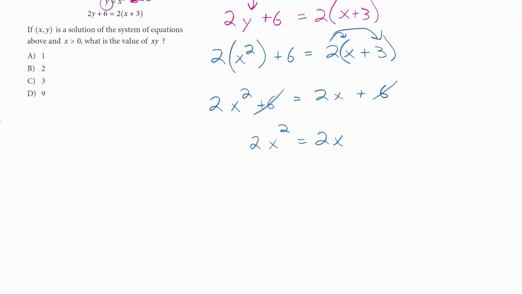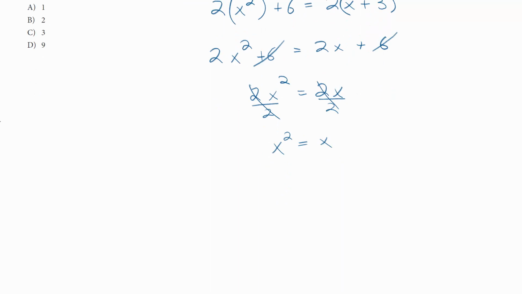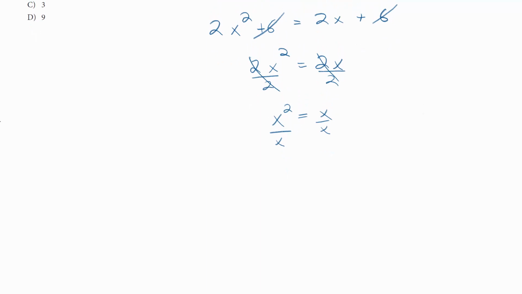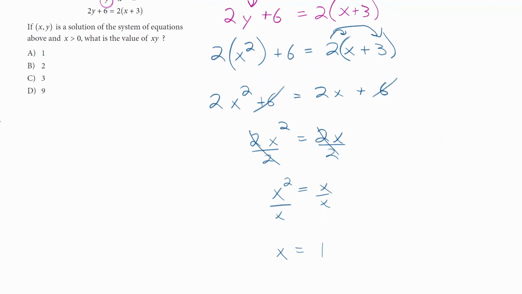On both sides of the equation we have a 2, so we can divide both sides by 2. And now 2 and 2 cancel, so x squared equals x. And on both sides we have an x, so we can divide both sides by x. And we get x equals 1. So now we know that x equals 1.